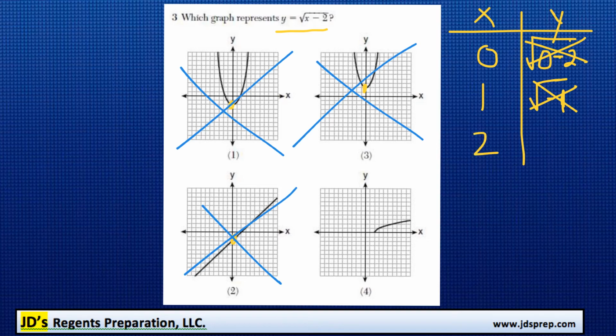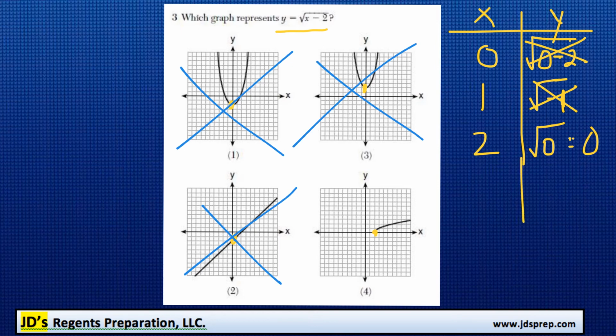If x equals 2, to find out y, we're going to take the square root of 2 minus 2, which is 0, and the square root of 0 is just 0. So this corresponds to the point (2, 0), which is, of course, right there.